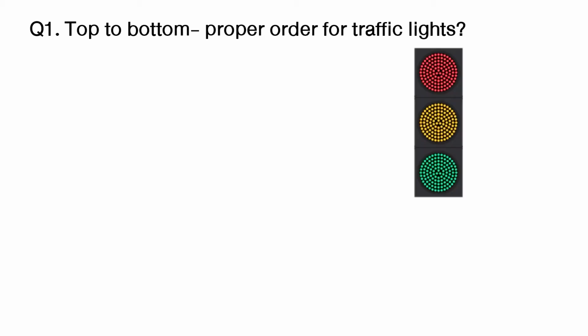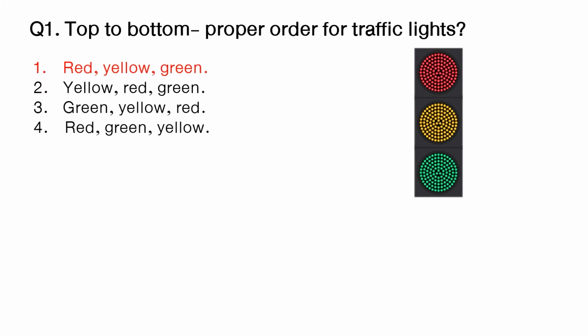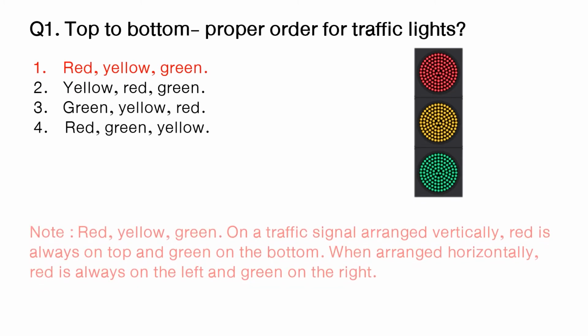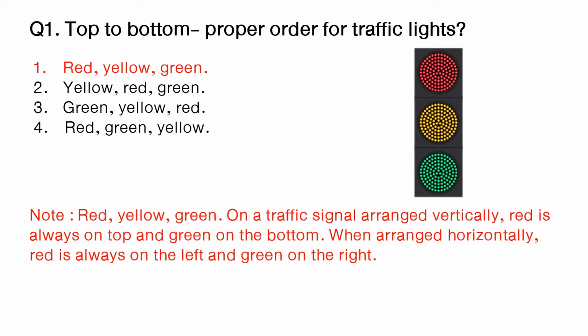The answer is option number 1. Red, yellow, green. Note: red, yellow, green. On a traffic signal arranged vertically, red is always on top and green on the bottom. When arranged horizontally, red is always on the left and green on the right.